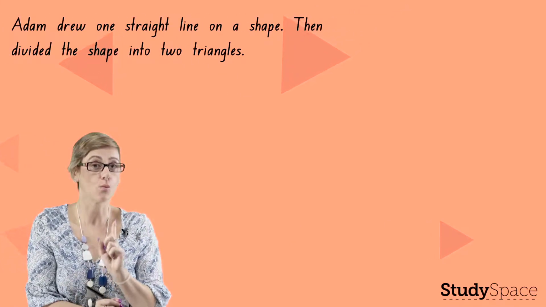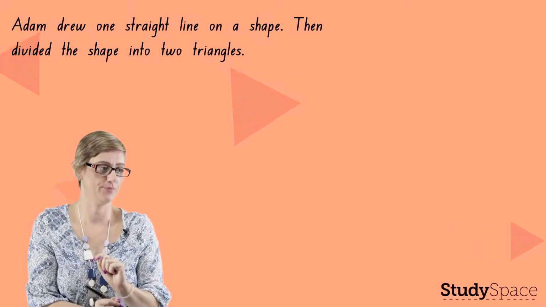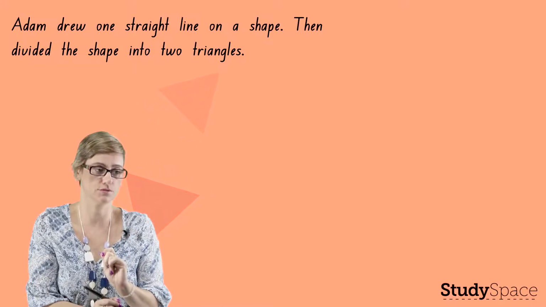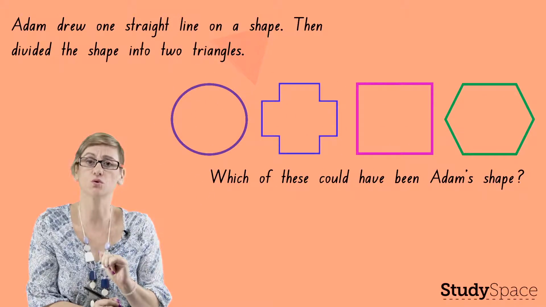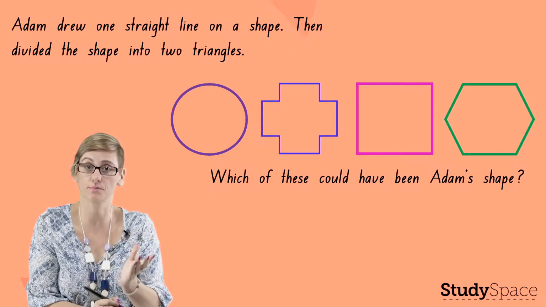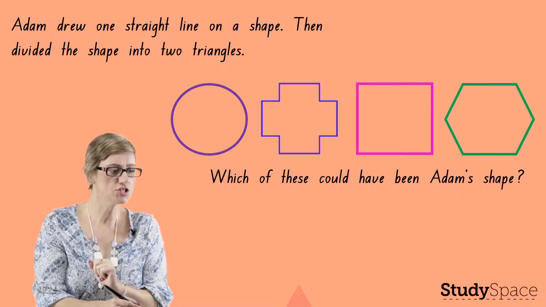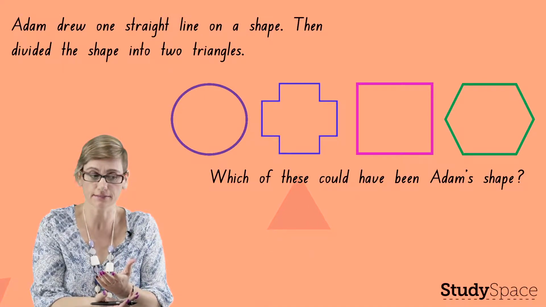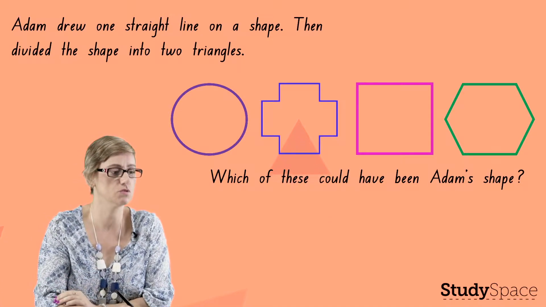Adam drew one straight line on a shape. This divided the shape into two triangles. Which of these shapes could have been Adam's shape? Okay, so our first shape is a circle. So we're not going to get two triangles out of that. So it's definitely not the circle. So we'll cross that one.